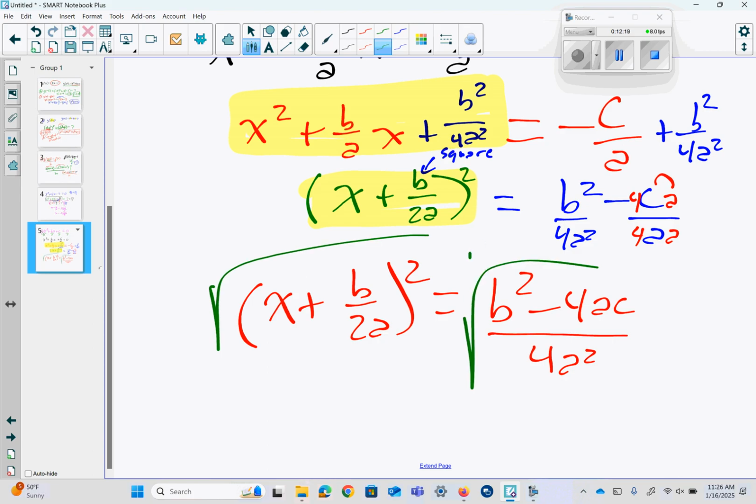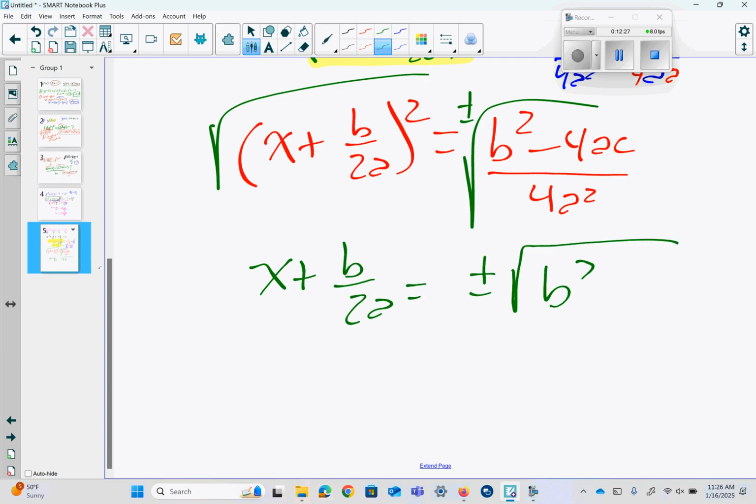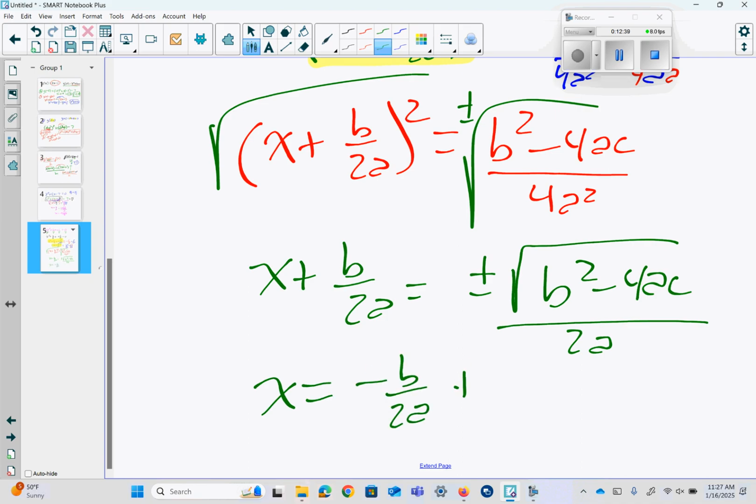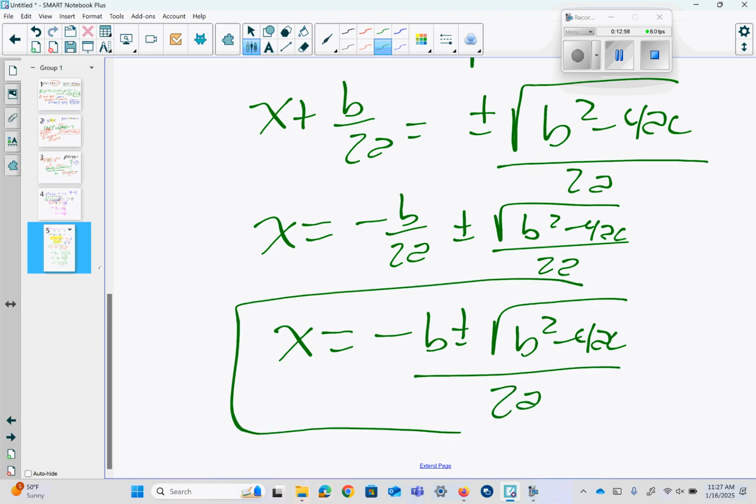Root, because I want x by itself. Don't forget plus minus. So that gives me x plus b over 2a equals plus or minus the square root of b squared minus 4ac. Square root of 4a squared is 2a. Subtract b over 2a from both sides. You have to have common denominators. And lo and behold, what do I have?